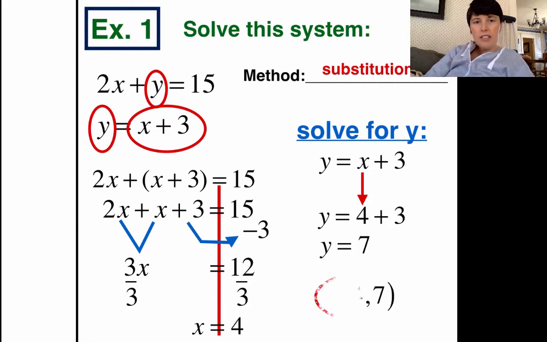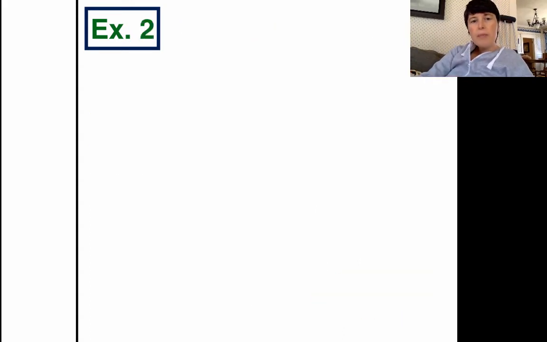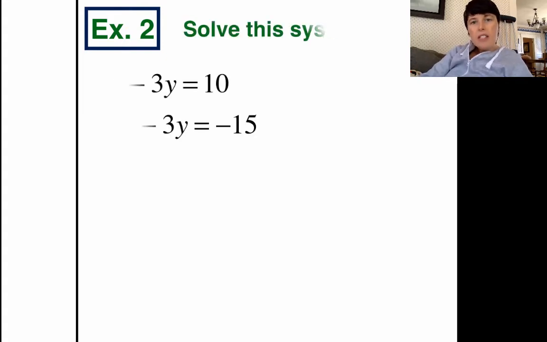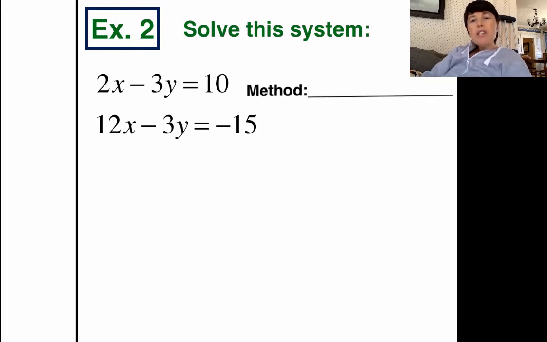Okay, let's try another one. We'll change it up here. Example 2. How about this one? Same directions, solve this system. This time it's 2x minus 3y equals 10 and 12x minus 3y equals negative 15. The question is what method are we going to use? Is it equal values? Is it substitution? Or do you think it's elimination? What do you think?